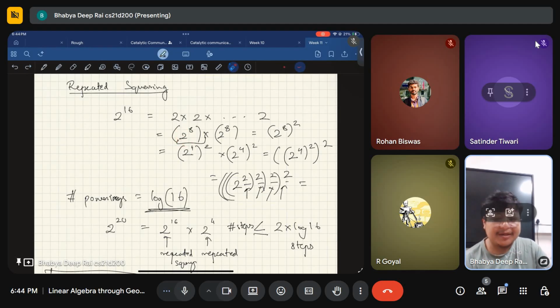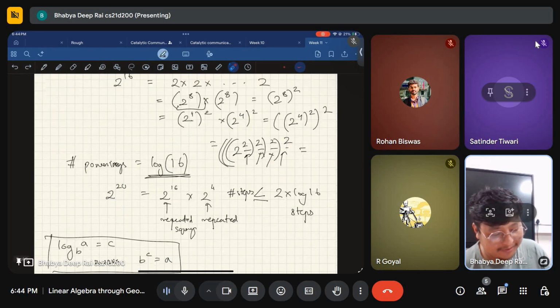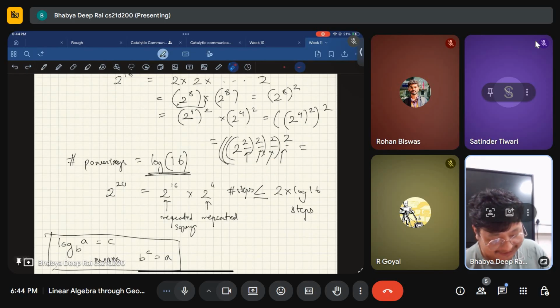But just look at this final value. Okay, 2 to the 2 to the 2 to the 2. You are squaring it 4 times. Okay, and what you have in hand is 2 power 16.